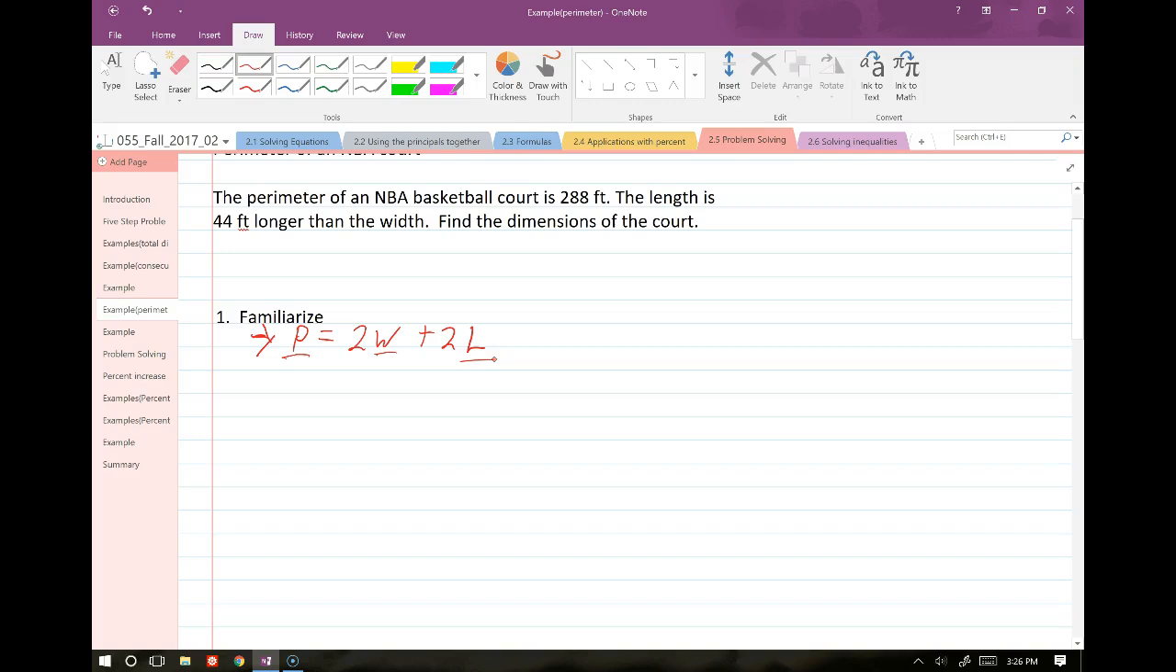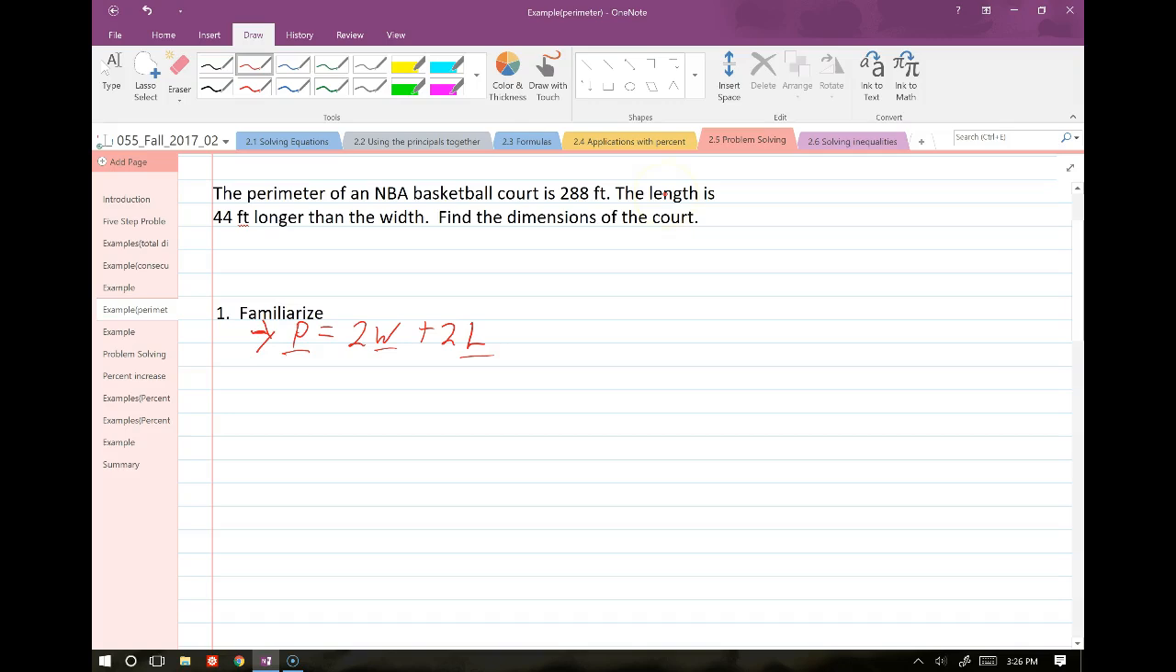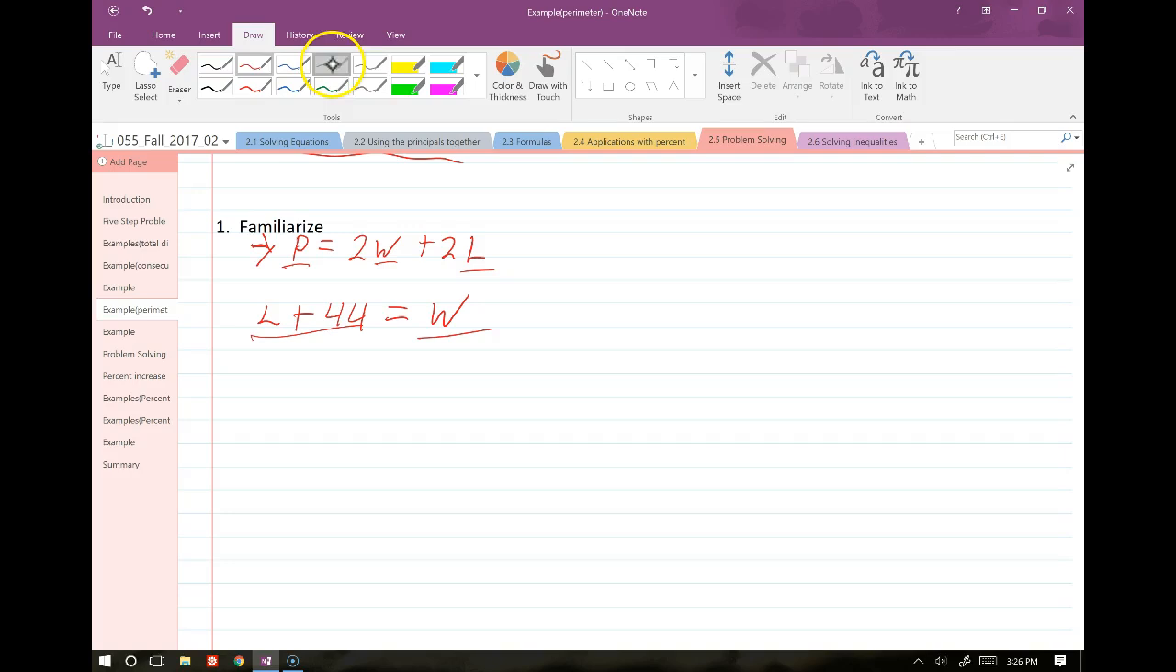So, it says right here, the length is 44 feet longer than the width. So that is saying, if we just write down the whole sentence, L plus 44 is equal to W. Does that make sense? Okay. So now that we have that, this is our relationship between the two variables, right? And so in our next step, we'll take this perimeter equation and throw it down here, but we're going to rewrite it.